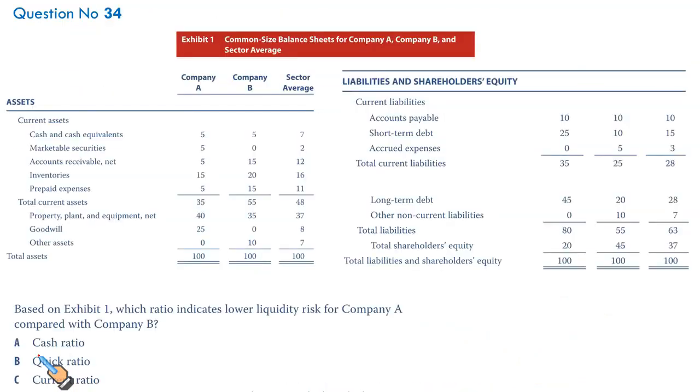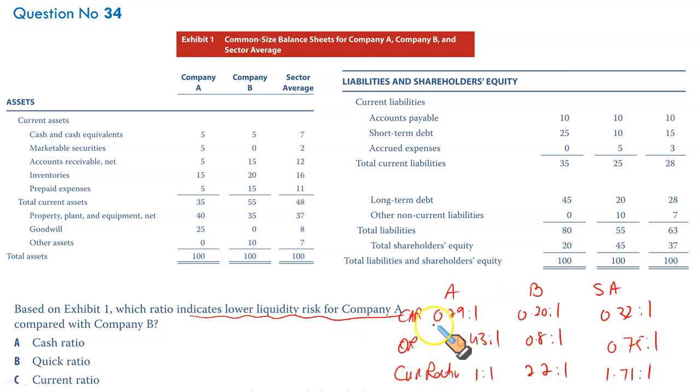Next, based on exhibit 1, which ratio indicates lower liquidity risk for company A compared with company B? Now we need that grid which we made earlier. All right, this is the grid we calculated in the previous question. Now look at this. We have three ratios: cash ratio, this is the first one; quick ratio, this is the second one; and current ratio, the third one.